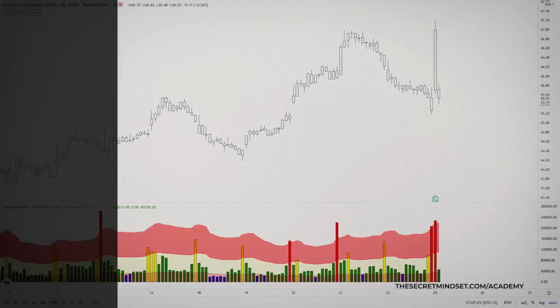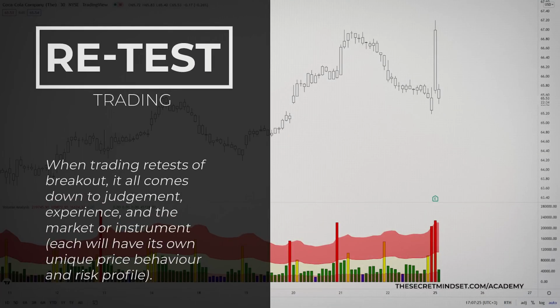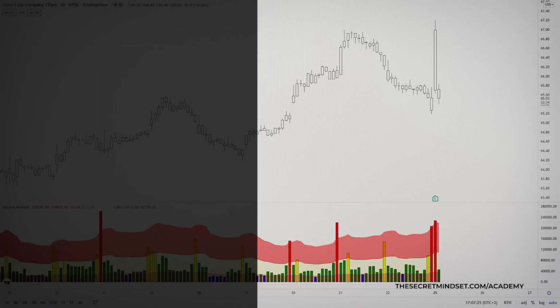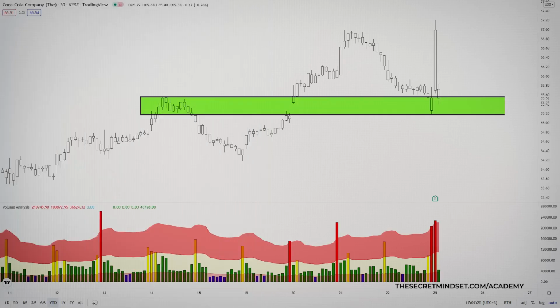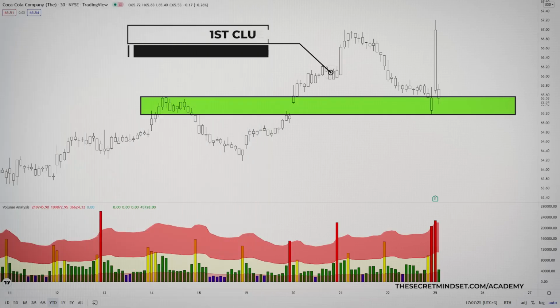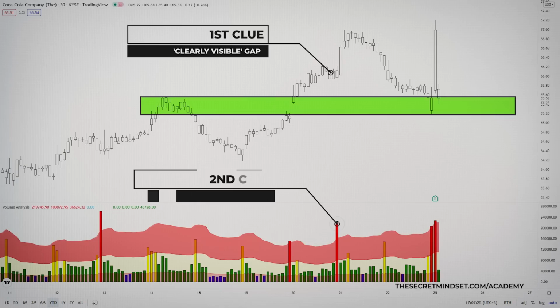When trading retests of breakouts, it all comes down to judgment, experience, and the market or the instrument, because, very important, each will have its own unique price behavior and risk profile. Also, there needs to be a clearly visible gap in terms of the closing price of the candle which finally breaches the support or resistance level. This is the first signal that a breakout is in progress.